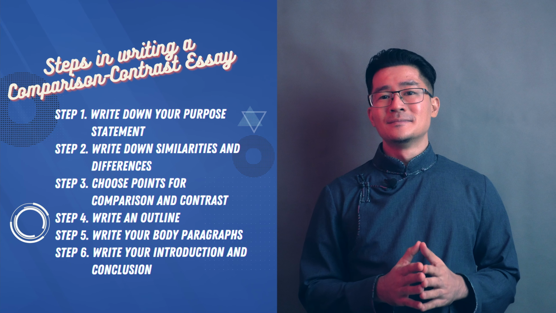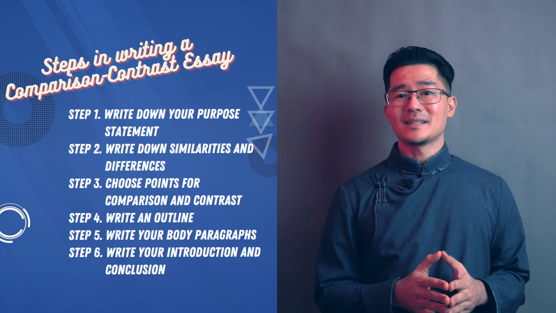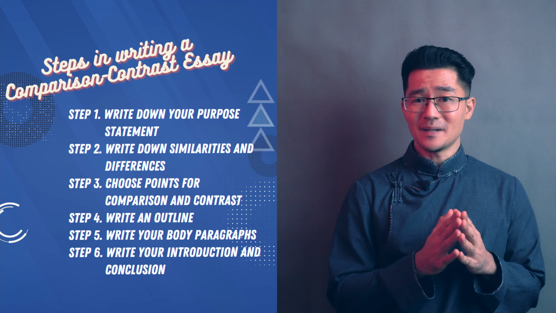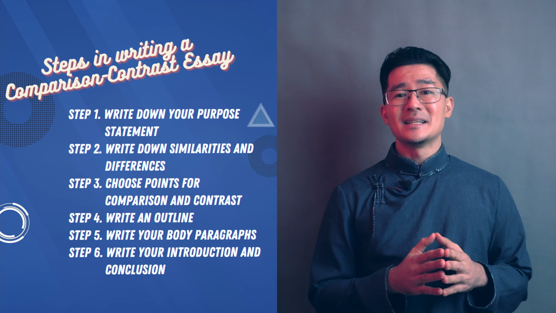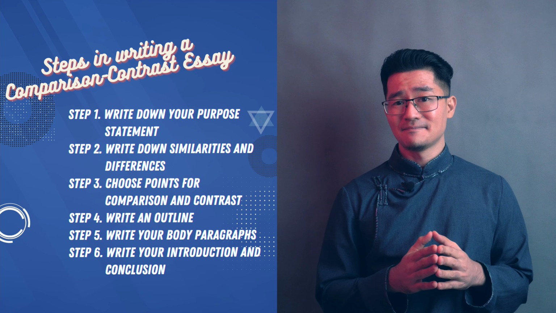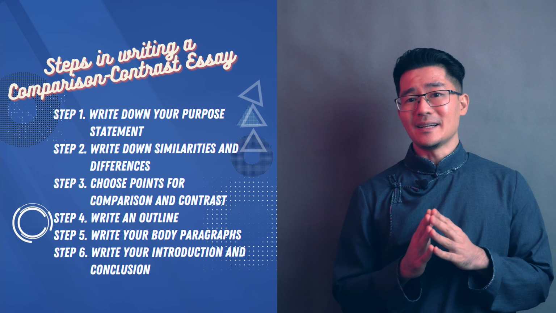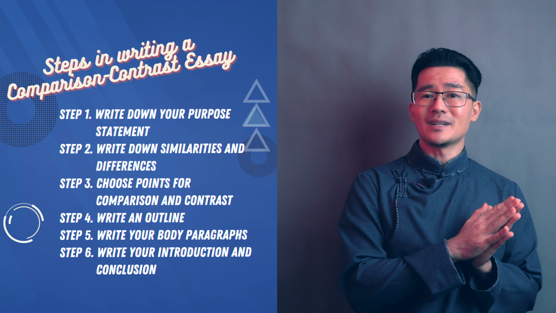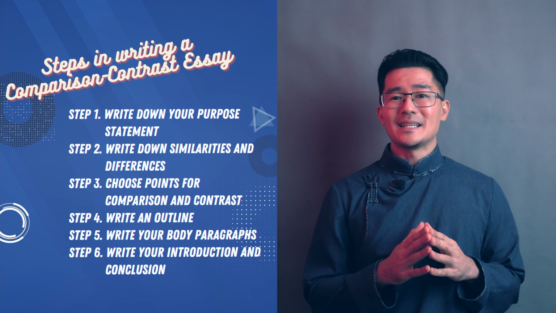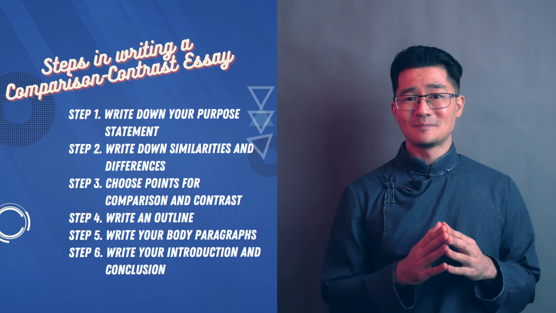Step 1. Write down your purpose statement. Step 2. Write down similarities and differences between the subjects you are comparing and contrasting. And step 3. Choose points for comparison and contrast. After that, step 4. Write an outline. And when you're able to write your outline, write your paragraphs for step 5. And finally, write your introduction and conclusion.